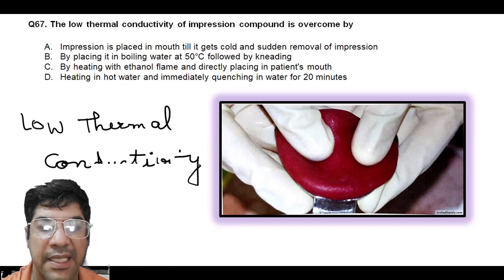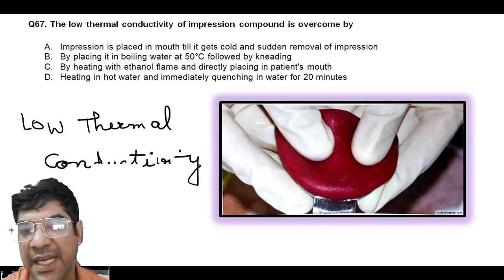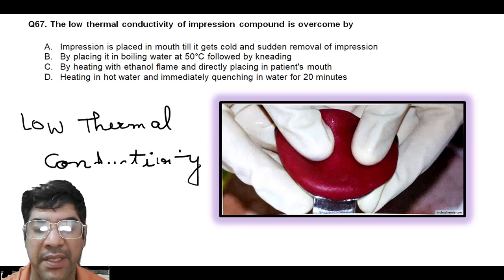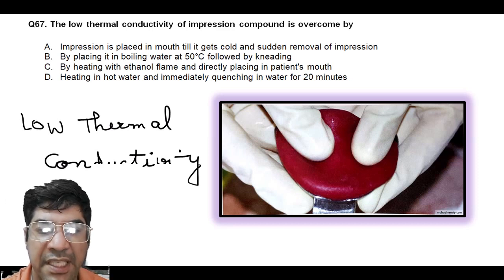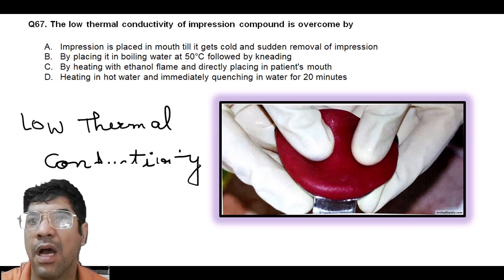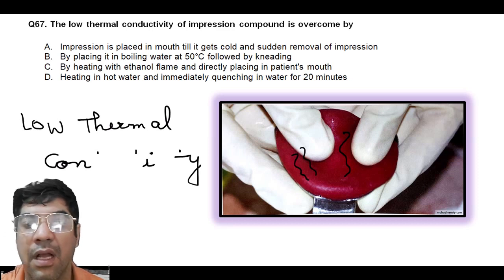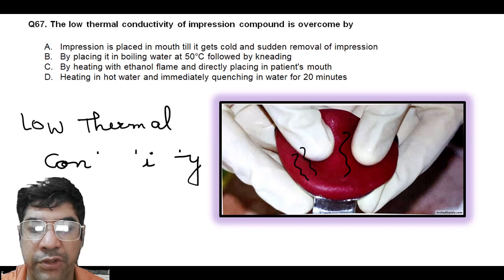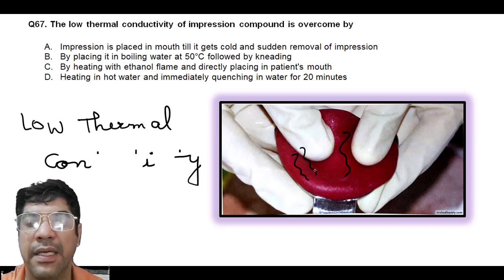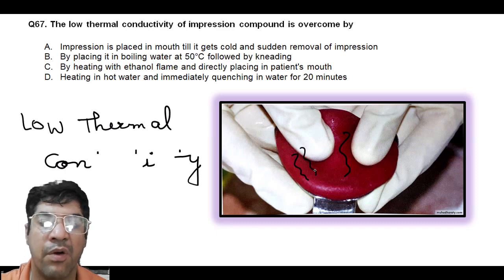So that means that they are a poor conductor. So what is its significance? During the softening of the material, you will see the outside of the impression compound will soften first and the inside will soften last. So to ensure a uniform softening of the material, it should be immersed for sufficient time in the water bath, and kneading is done, which will ensure further uniform softening.